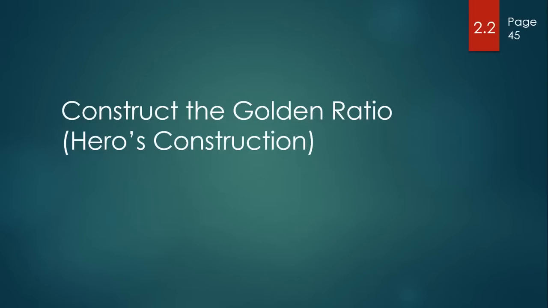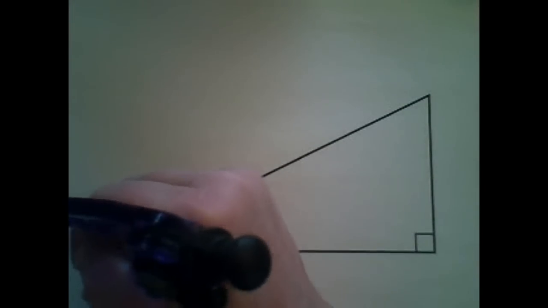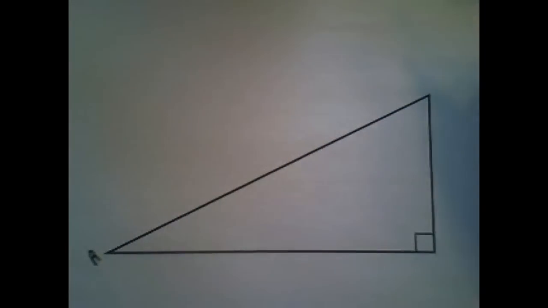So the next construction is called Hero's construction, and we'll be using a right triangle to construct the golden ratio. Alright, so here's our right triangle. Let me just label some of these points so that we can refer to them. I'll call this one A, and I'll call that vertex B, and I'll call this one C. So what I want to do is take this line segment from A to C and divide it somewhere so that I can see the golden ratio in the lengths of the segments that I've divided AC into.